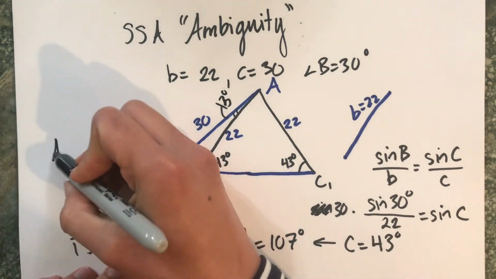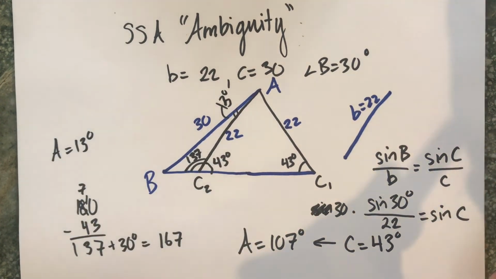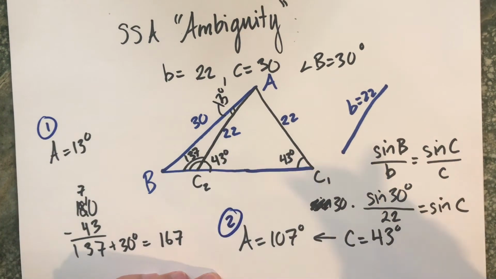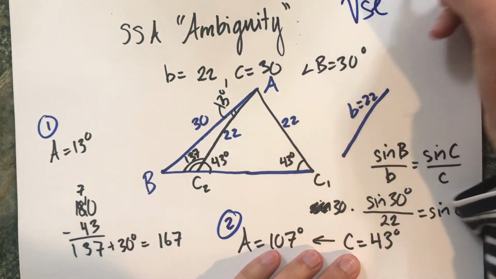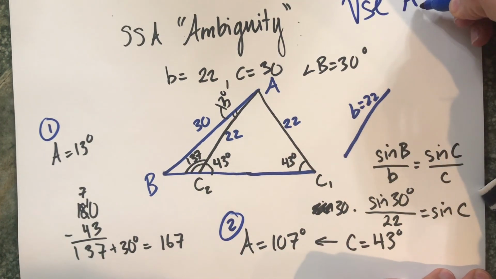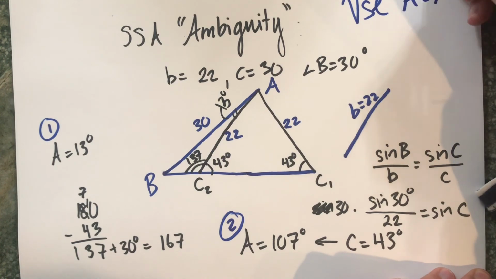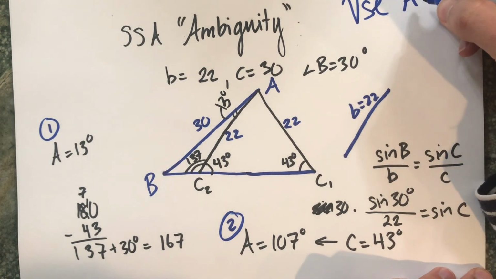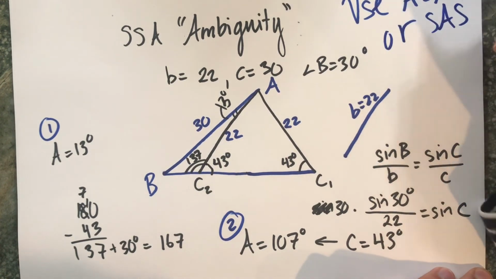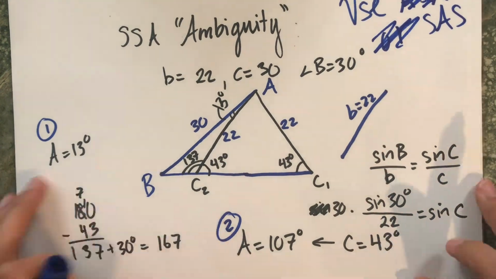Okay, so I have two options for angle A. The first option is 13 degrees. The second option is 107 degrees. And from there, you would want to use the side angle side case. I have the side B, I have the angle A, and I have the side C as well. Okay, so I have the side angle side case, and you can use that to figure out the area.